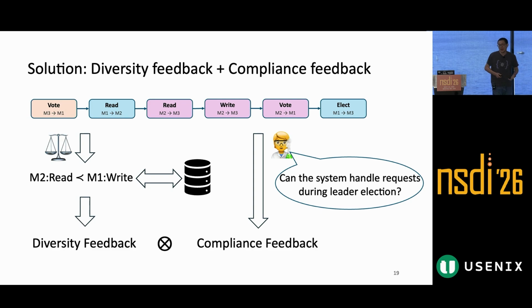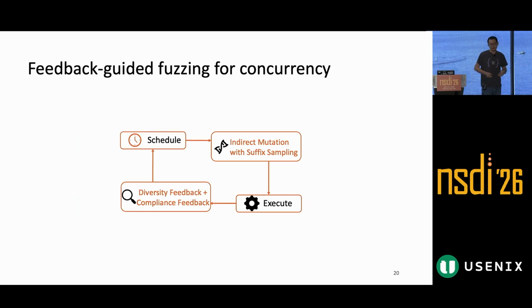On the other hand, we allow developers to specify the scenario they're interested in testing through a domain-specific language. And we want to see whether the schedule is similar to the scenario specified by the developer or not. If so, we increase the compliance feedback. And by combining those two, we identify interesting schedules and close the fuzzing loop.